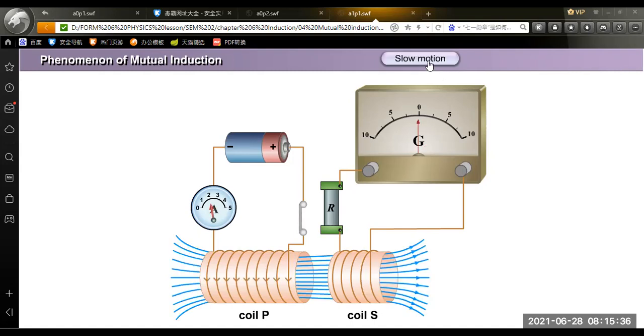Now with slow motion, we observe the change. The current increases slowly. When there is an increase of the magnetic flux, the current in coil S also increases gradually, until the magnetic field becomes maximum and remains at maximum. Then the current will return to zero. Why? Because there is no change of the magnetic field.